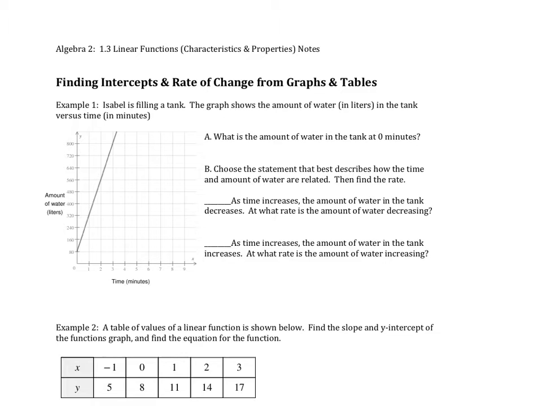So in the first example, it says Isabel is filling a tank. The graph shows the amount of water in the tank versus time in minutes. And the first question asks you, what is the amount of water in the tank at 0 minutes?